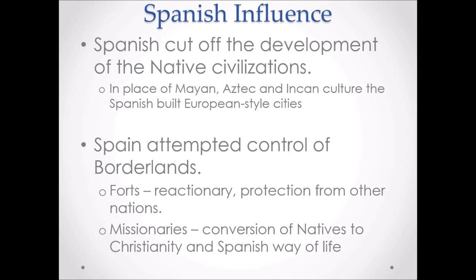In doing so, they're also creating these missions, which is basically a group of religious, in this case, Christian and Catholic groups that are trying to convert the native people, trying to make them docile and not likely to attack them, and adapt to this Spanish way of life.